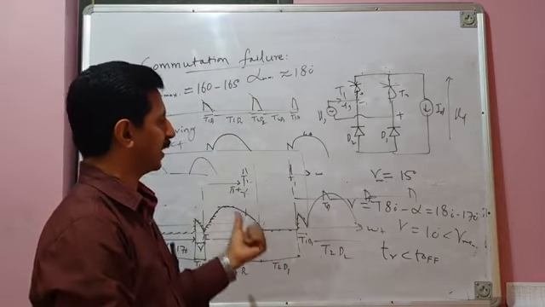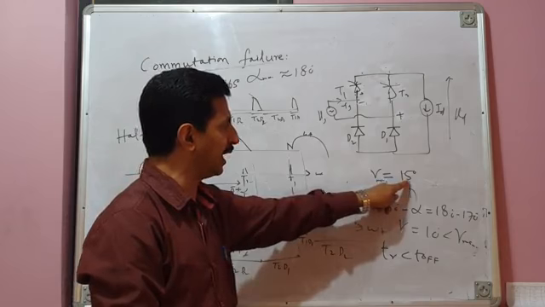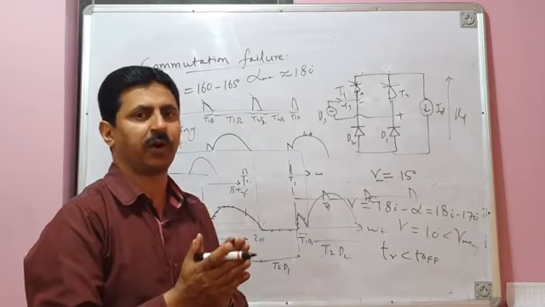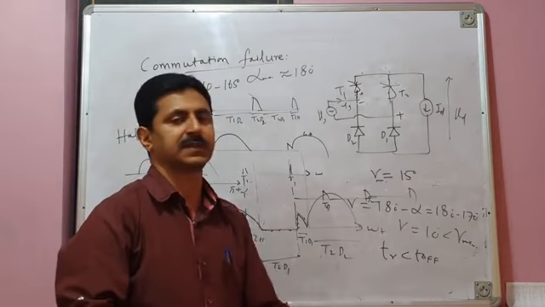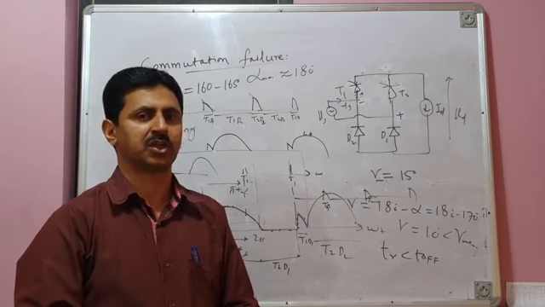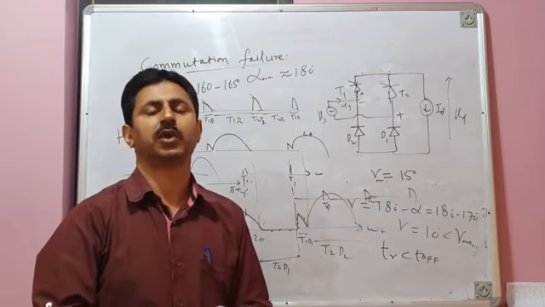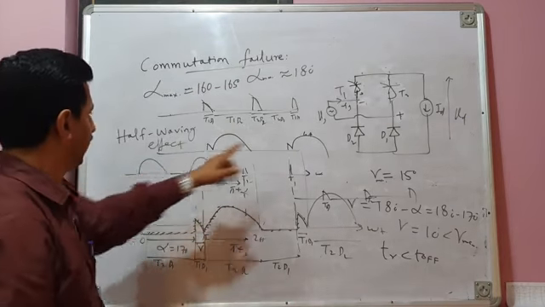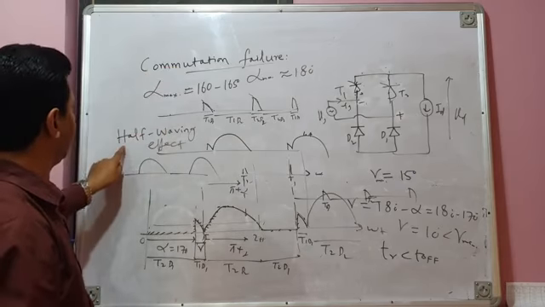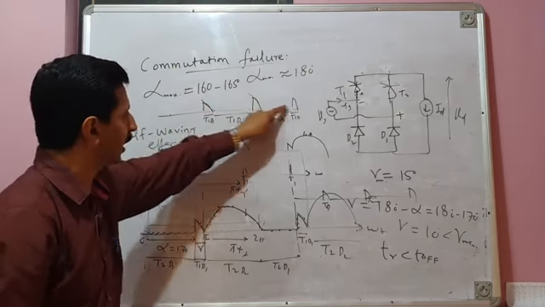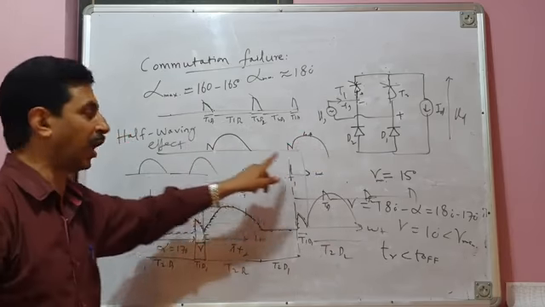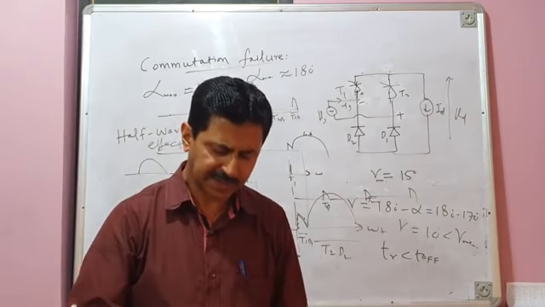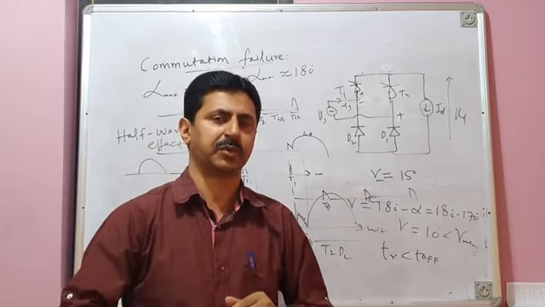If a reverse bias across the device appears for a period less than 15 degrees, that means the reverse bias is applied to the outgoing device for a period less than its turn off period, and it undergoes commutation failure. It does not regain its forward voltage blocking capability, and it turns on whenever it is forward biased without the firing pulse, and in that case it's called commutation failure. Your load voltage, instead of becoming controlled voltage like this, becomes uncontrolled half wave rectified voltage, and that is why this is called half waving effect. So this explains the commutation failure concept in single phase bridge converters.